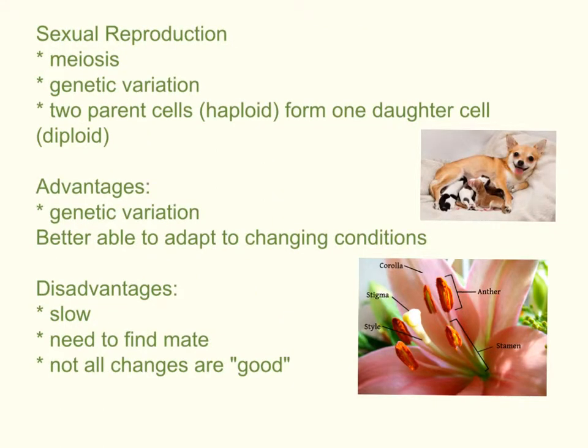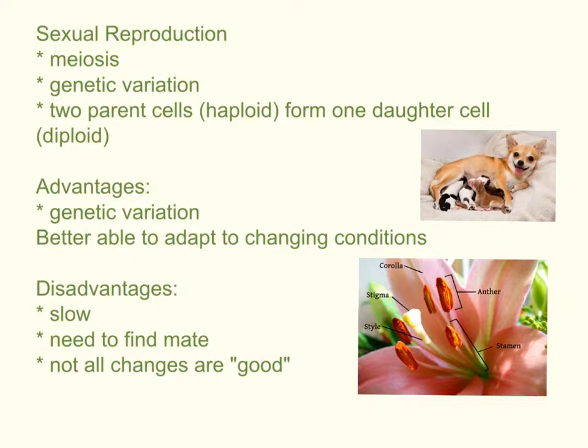Sexual reproduction involves meiosis. So not only do all your cells divide by mitosis once they're made, but the original two half cells, or haploid cells, are formed through meiosis. Now, because you get one from the male and one from the female parent, there's genetic variation as the information within the nucleus is split into two halves, and that splitting is quite random. So each parent cell has a different combination of the DNA. This makes those organisms much better able to adapt to changing conditions.